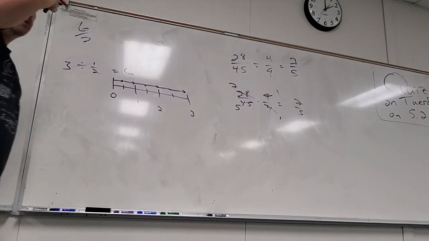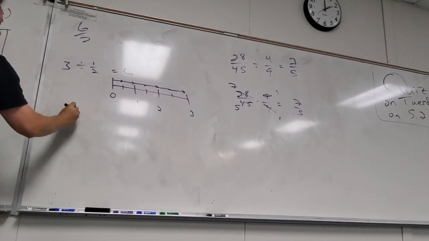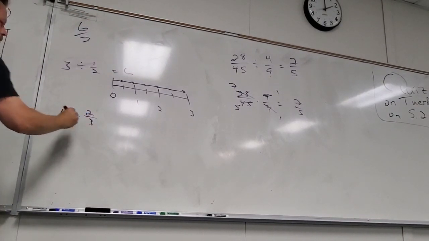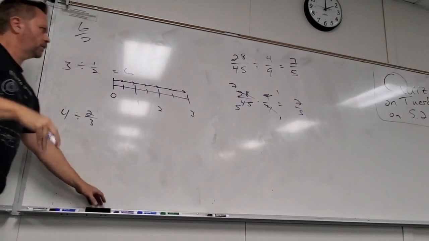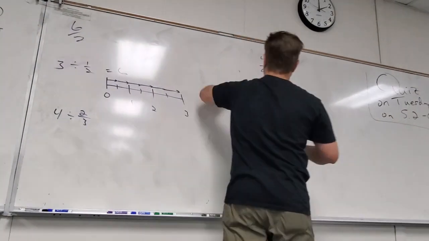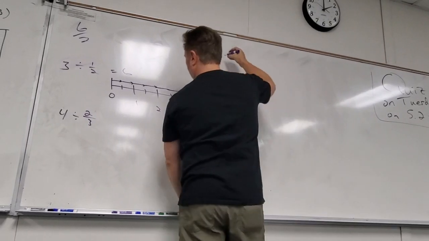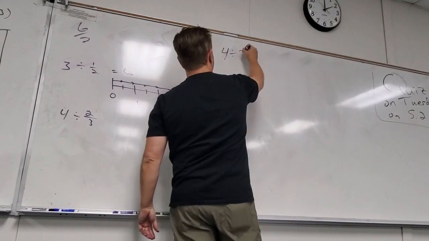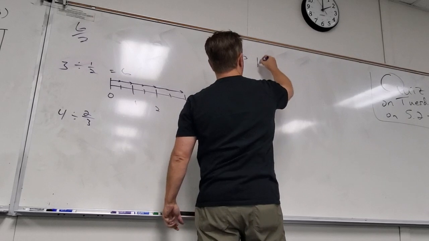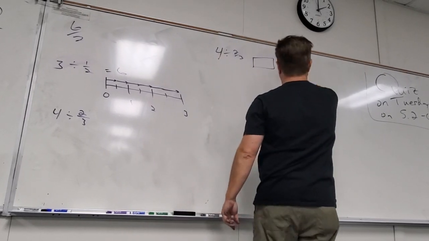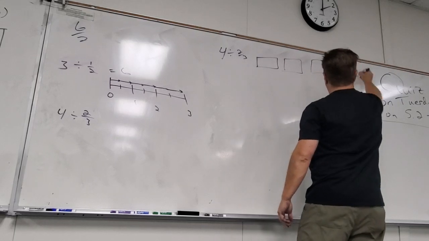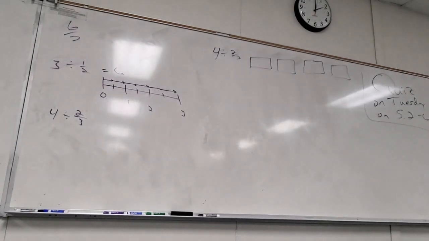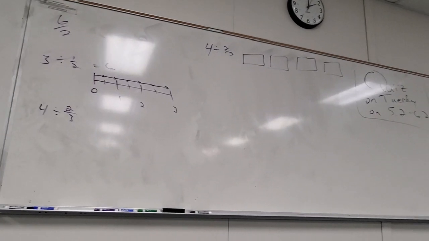What about this? What about 4 divided by 2/3? So what I'm going to do here is I'm going to use a bit of a region model to help me. So I'm going to draw a 4 first. Here's 1, 2, 3, 4. Okay. So I drew a representation of 4.